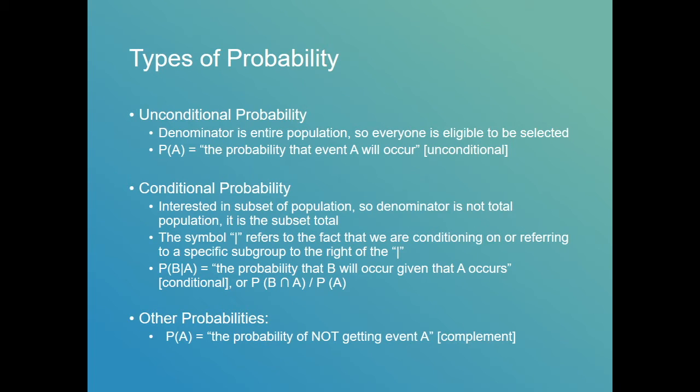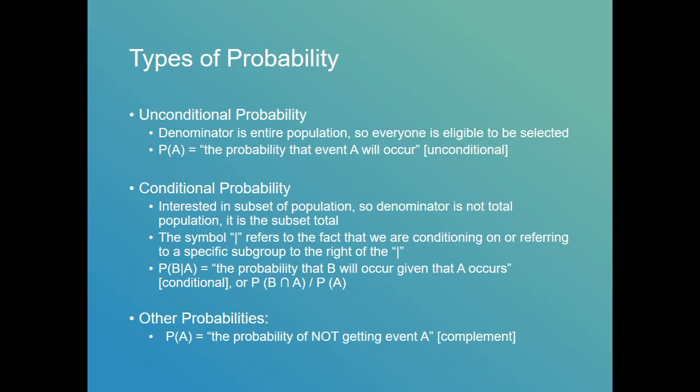There are some additional ways to classify probability. There's unconditional, conditional, as well as complement probability. So unconditional probability is having the denominator be the entire population, so that every person in the sample or population that we are using is eligible to be selected. So the probability that event A will occur.